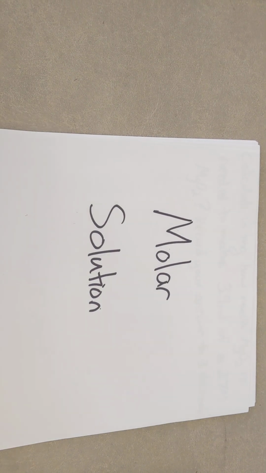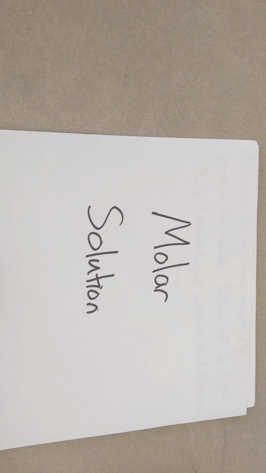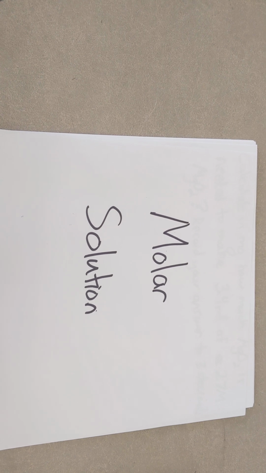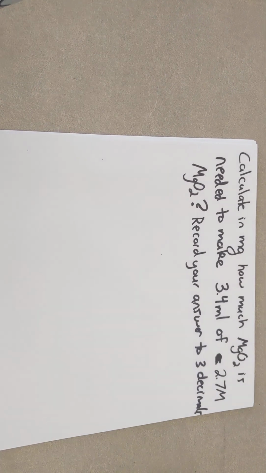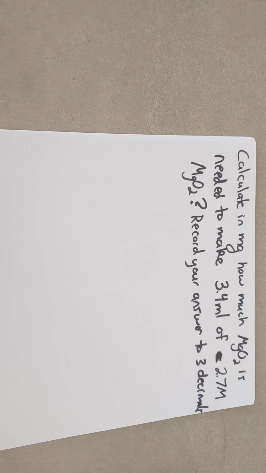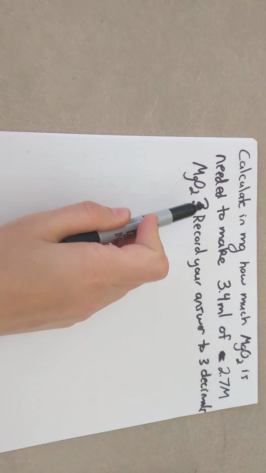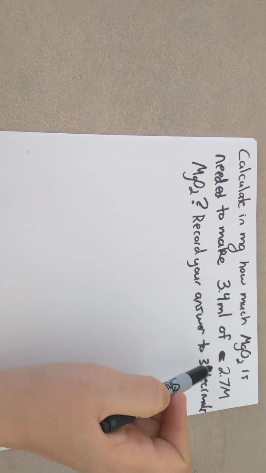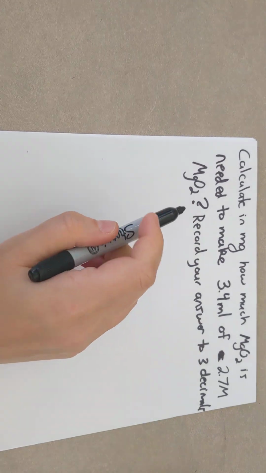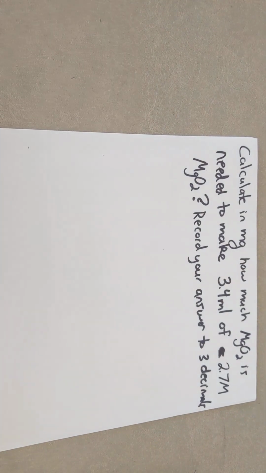Okay, and here is your video on how you solve a molar solution using the metacognitive method. Here's the sample problem we're going to be solving. Calculate in milligrams how much magnesium oxide is needed to make 3.4 milliliters of 2.7 molar magnesium oxide. Record your answer to 3 decimals.